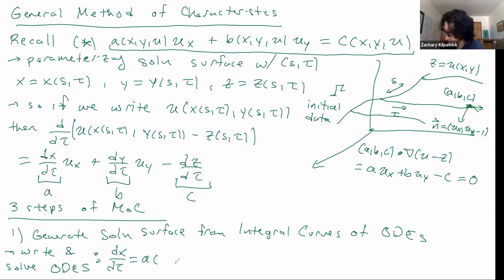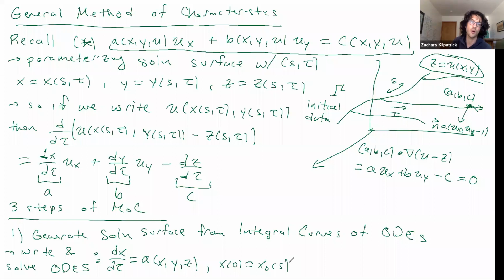So essentially, we'll replace u with z because we know that z is just equal to u. We have that dx/dτ is equal to a(x, y, z), okay? With some initial condition, x0 along the parametrized curve, okay?